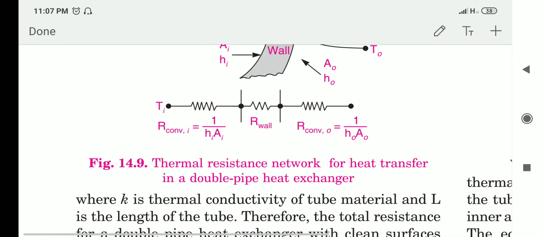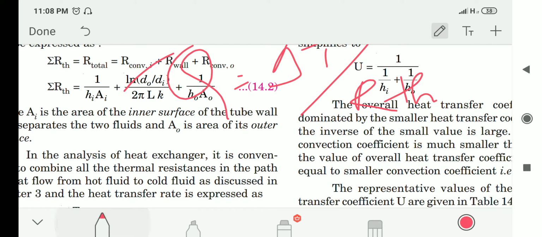Now if we define our overall heat transfer as Q equal to UA delta T, and compare these two equations, Q common, delta T common, we get that 1 by R thermal equals UA, or U equals 1 by R thermal into A, right? So this is the definition of the overall heat transfer coefficient.